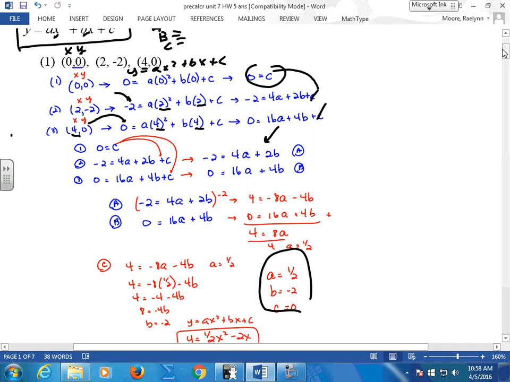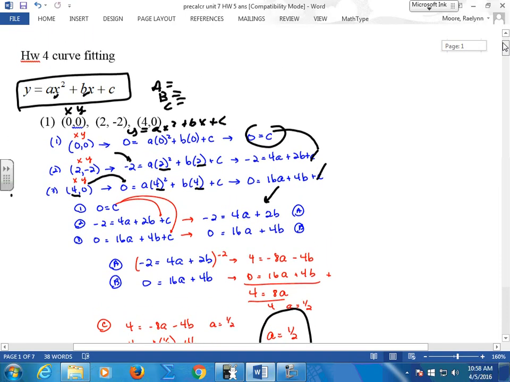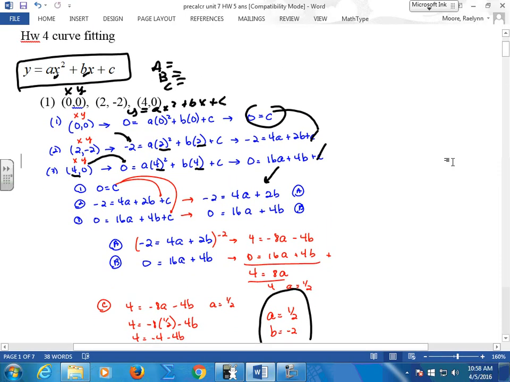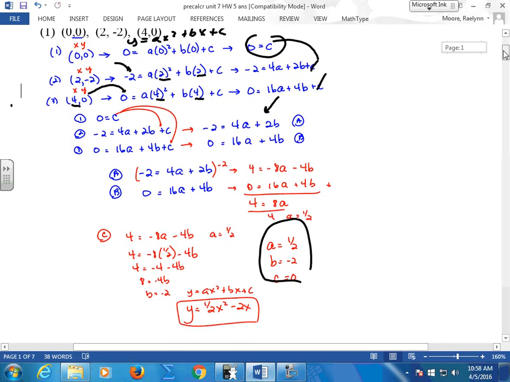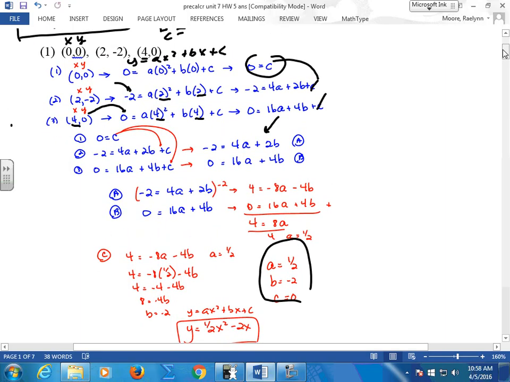And either way you do it, make sure you back substitute. Make sure you build your equation, because your goal is, your homework probably says find the equation of, doesn't it? Does yours say find the equation of the parabola?